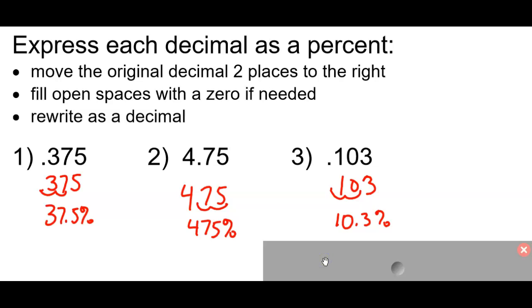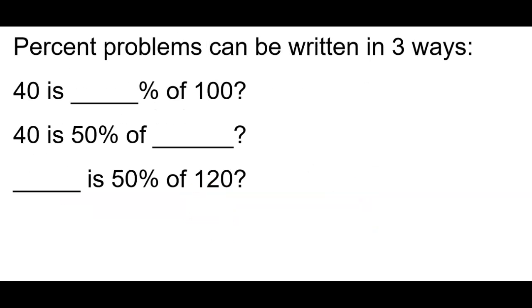Okay? So don't make this hard. Just make sure you know when you have to move your decimal to the right and when you have to divide and things like that. All right. Now, we can figure out the percent, and percent problems can be written 3 different ways. We can know 40 and be looking for what percent it is of 100, or we know that 40 is 50% of, well, what number? 40 is 50% of, that would be half, so that would be 80.